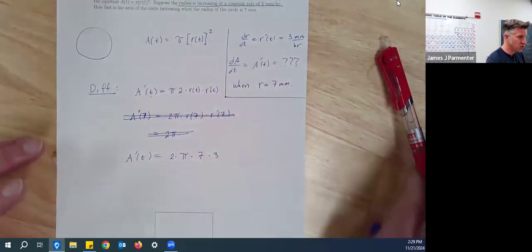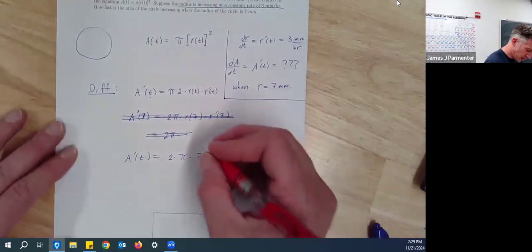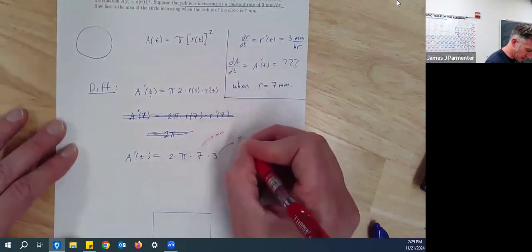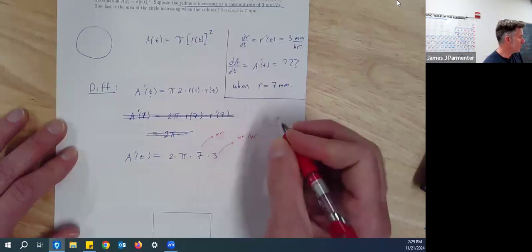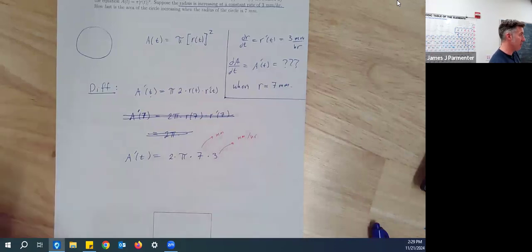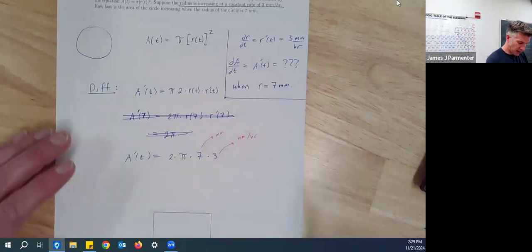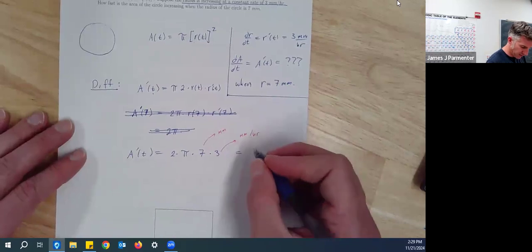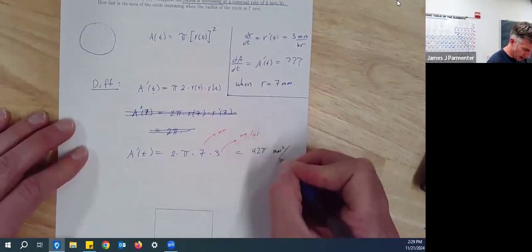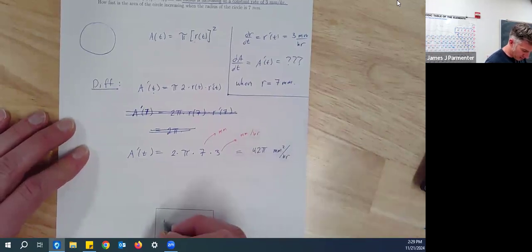I will point out, I don't think you should write the units yet, but if you did, that 7 would be measured in millimeters. This 3 would be measured in millimeters per hour. And so your units here would be millimeters squared per hour, which it should be for the rate of change of an area. So we're going to end up with 2 times 3 times 7, which is 42 pi square millimeters per hour. And I do think for related rates problems like this, you should default to including the units in your answer.